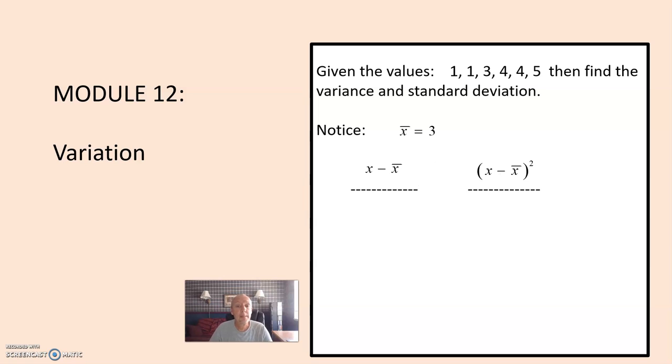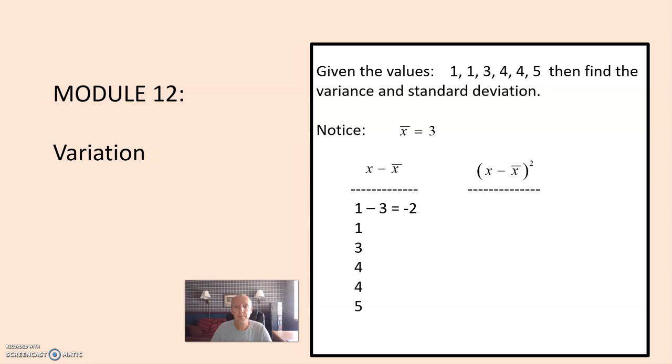So in my table, my first column is going to represent the data values minus the sample mean, also known as x minus x bar, and the second column is going to be represented with those values being squared. So the first thing I'm going to do is list all of my data values in a column. So 1, 1, 3, 4, 4, and 5. I'll list those as the rows of my table. And from each of these, I need to subtract x bar.